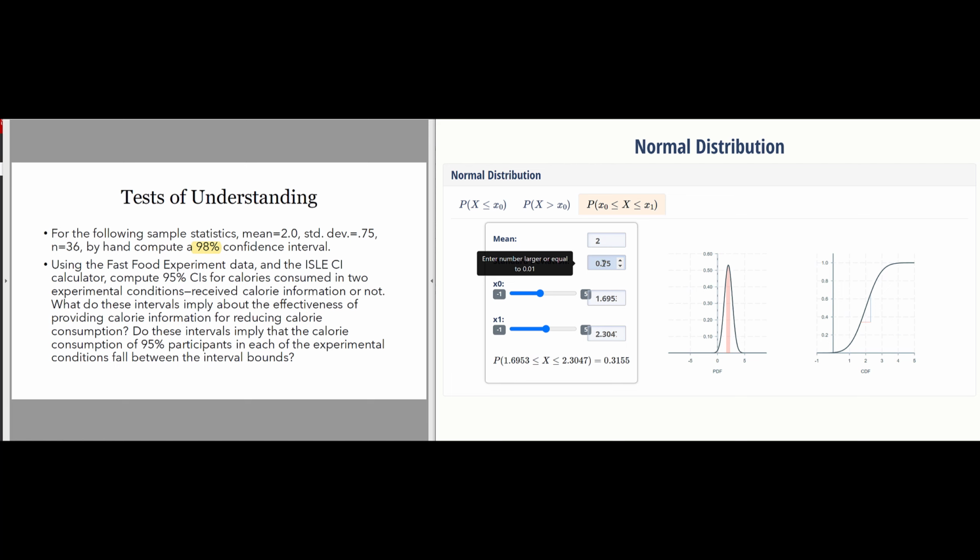Oh, I see. I did the standard deviation incorrectly. This should be 0.125. There we go. All right. And so it's approximately 98%. Probably just a little higher than that because I'm using the normal distribution tool rather than a t-distribution tool.